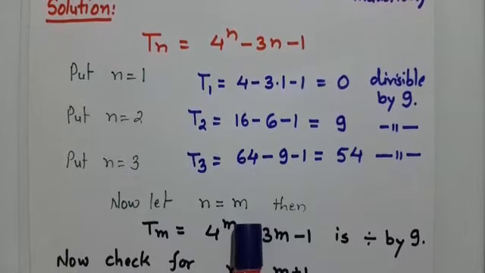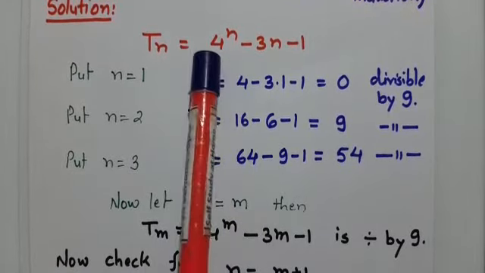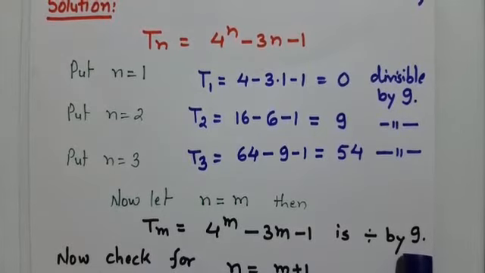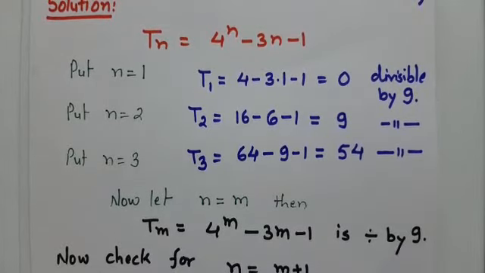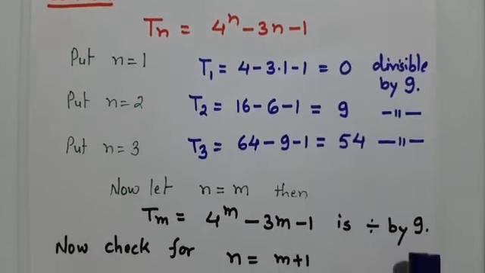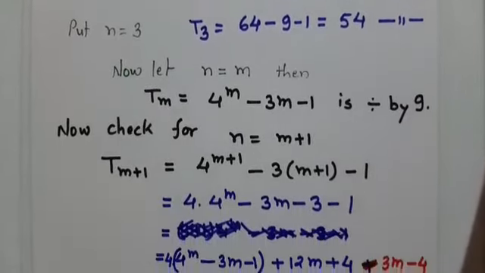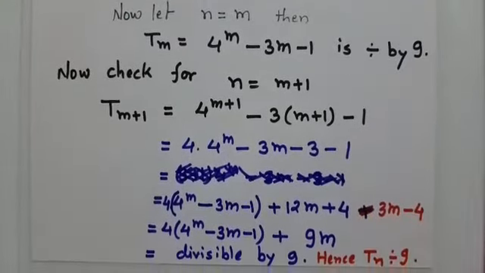M is any natural number. Then this term Tm equal to 4 to the power m minus 3m minus 1 is divisible by 9. It will be true.